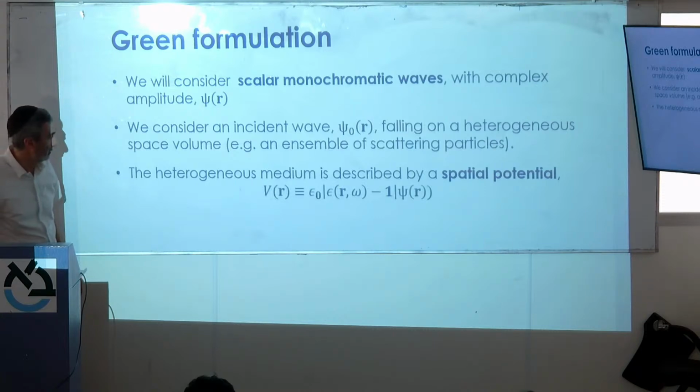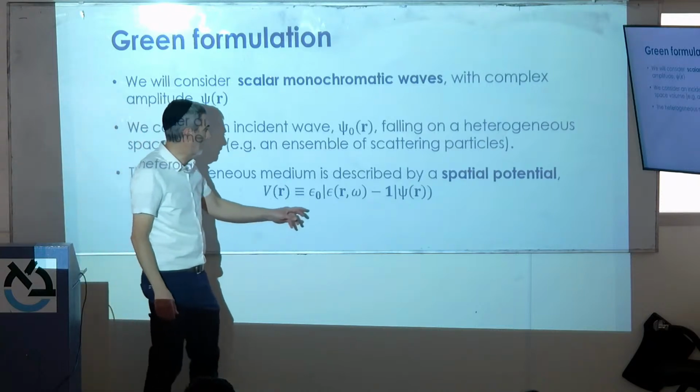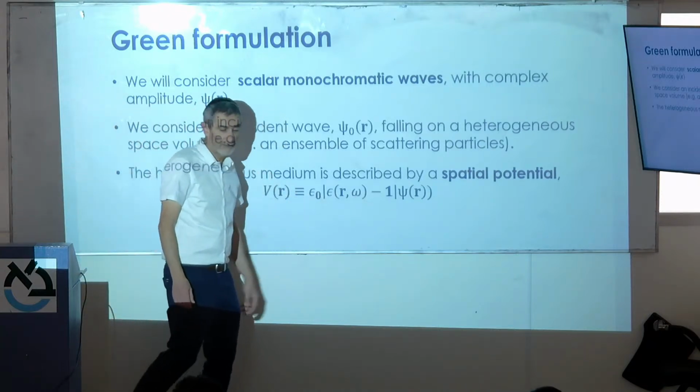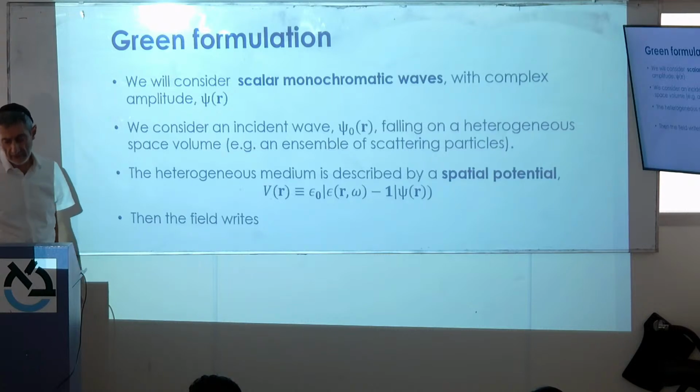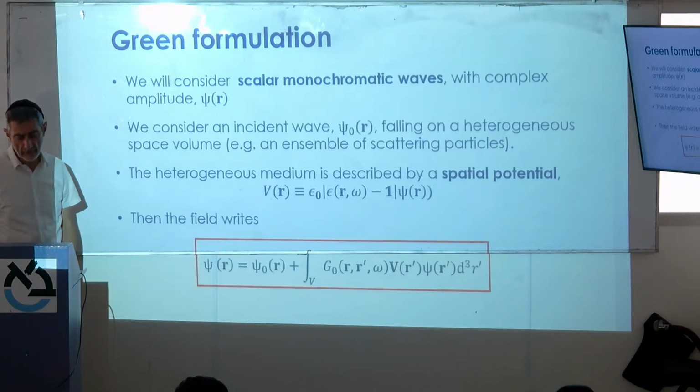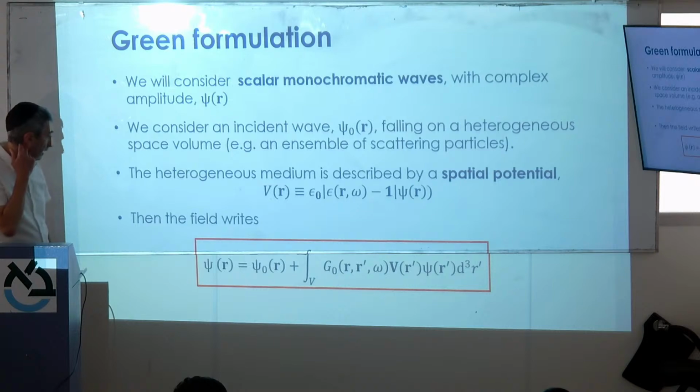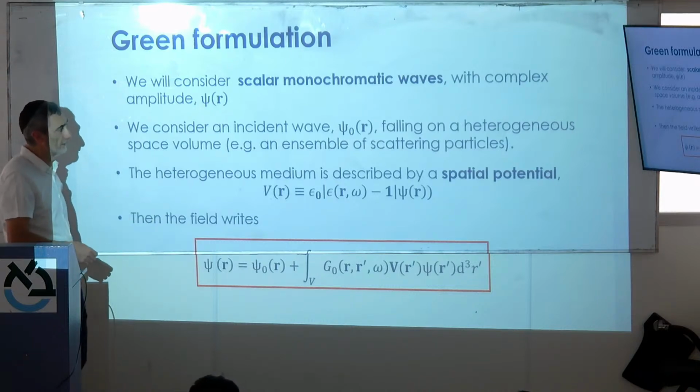So V of R is epsilon of R, omega, minus 1, times the field psi of R. If you write it like that, you can simply rewrite the integral equation: psi of R is psi 0 of R, the incident field, plus the integral over the volume of the scattering medium of the free space Green function G0 times V times psi.